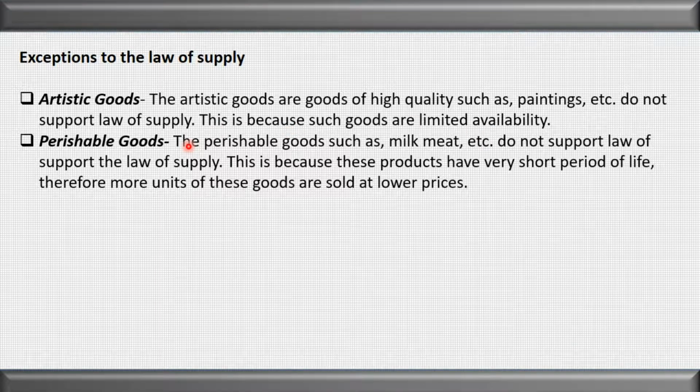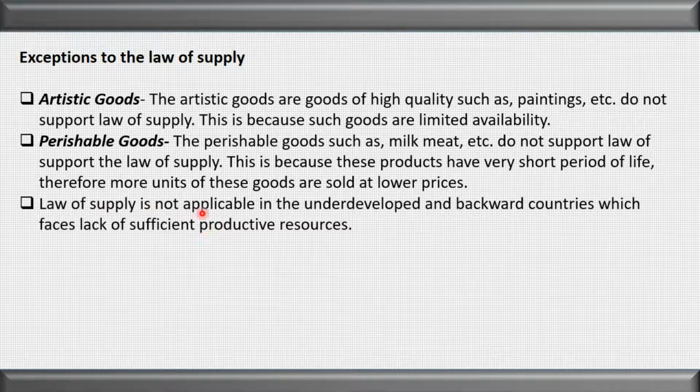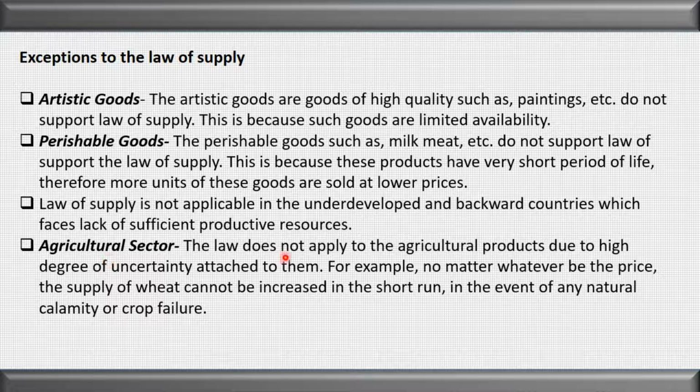Next is perishable goods. Perishable goods such as meat, milk, etc. do not support law of supply. Why? Because these products have a very short life period. Therefore, more units of these goods are sold at lower price. The next is law of supply does not apply in the underdeveloped and the backward countries which face lack of sufficient productive resources. The next is agriculture sector. The law does not apply to the agriculture products. Why? Due to high degree of uncertainty attached to them. Agriculture sector totally depends upon natural factors, which is uncertain. So the law of supply is not applicable.